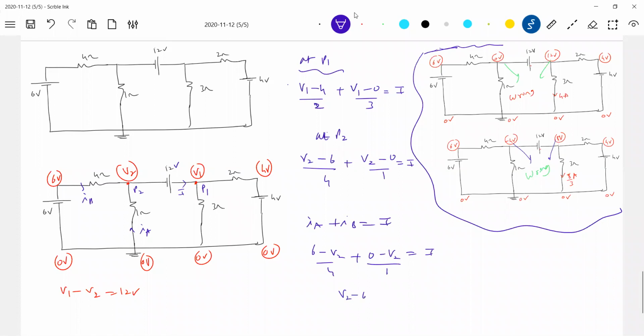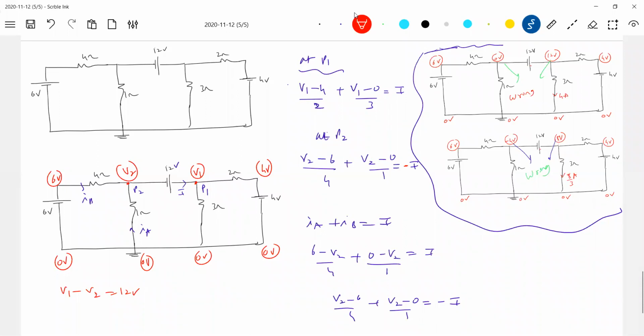V2 minus 6 by 4, V2 minus 0 by 1 should be equal to minus I. Shall I bring the minus sign or shall I just keep plus I? So the negative sign has to be brought, because it has become a practice. In such a situation, you should be careful.